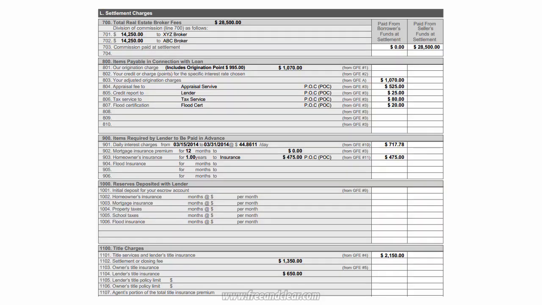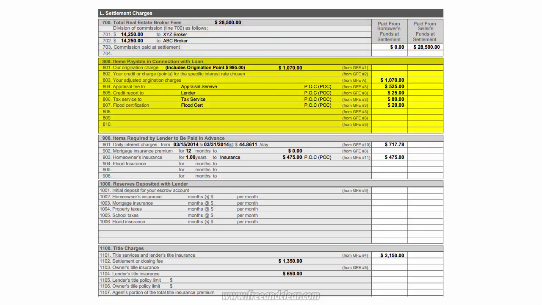Page 2 of the HUD-1 provides a detailed breakdown of our settlement charges, also known as closing costs. The first category is total real estate or broker fees. This is the commission paid to the buyer's and seller's real estate agents. Please note that real estate agent commissions are almost always paid for by the seller and not the buyer, as indicated in this example.